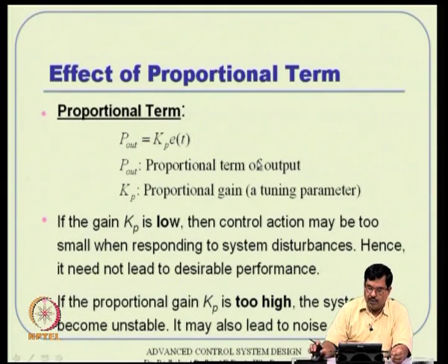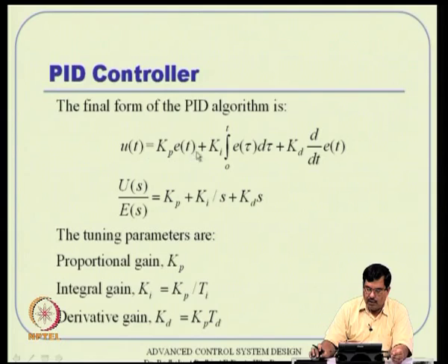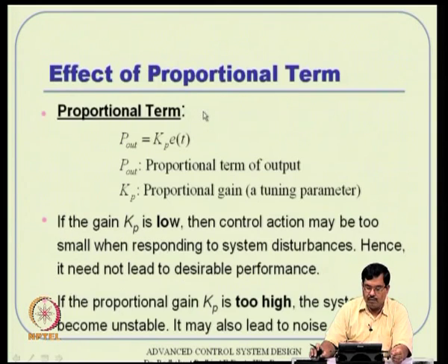Okay. Then effects, let us talk about them in a little more elaborate sense. The proportional term is essentially Kp into Et, right, that is the proportional term. In this term, Kp is the proportional gain. If the gain Kp is low, then this component turns out to be very low, and it may not be sufficient for our need.